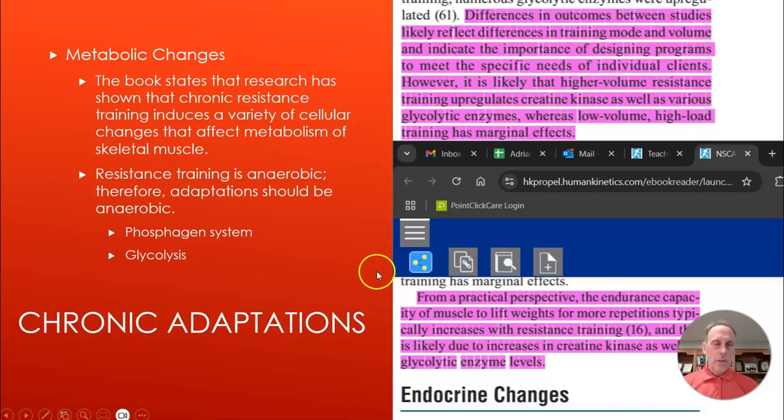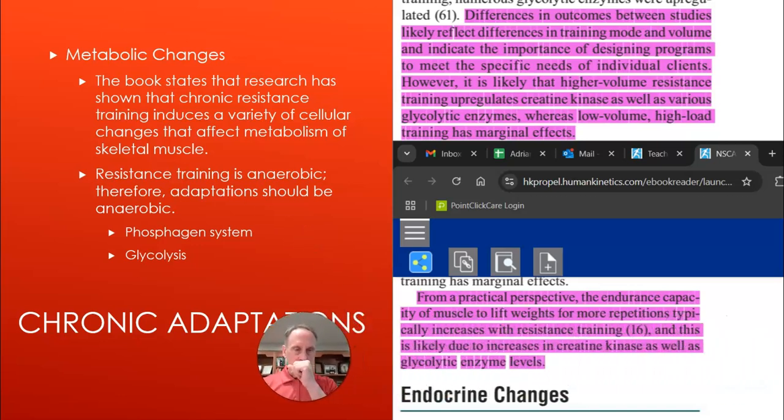It's about determining what it is you're looking to do. From a practical perspective, what they note is that the endurance capacity of a muscle to lift weights for more repetitions typically increases with resistance training, and this is likely due to an increase in creatine kinase as well as glycolytic enzyme levels. I would also contest it's likely because a person can push around more weight because they have a higher 1 rep max.